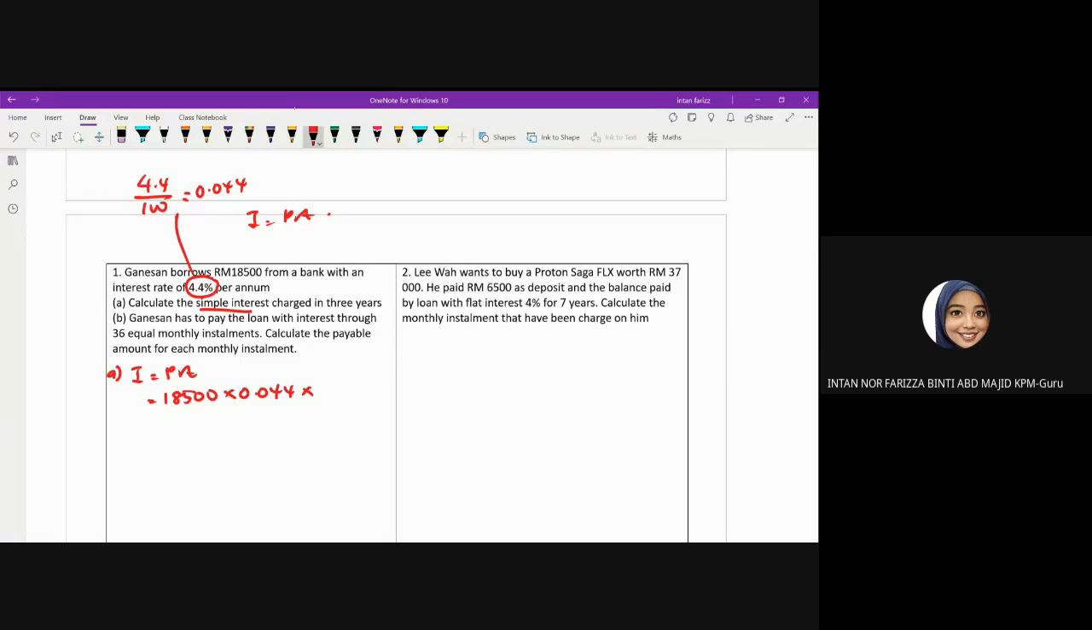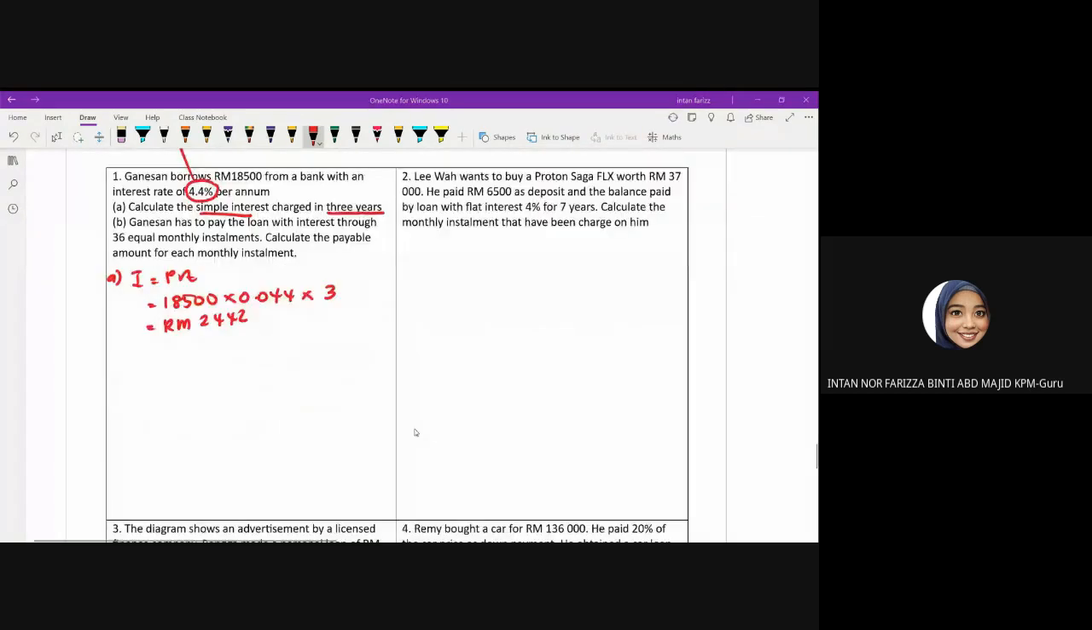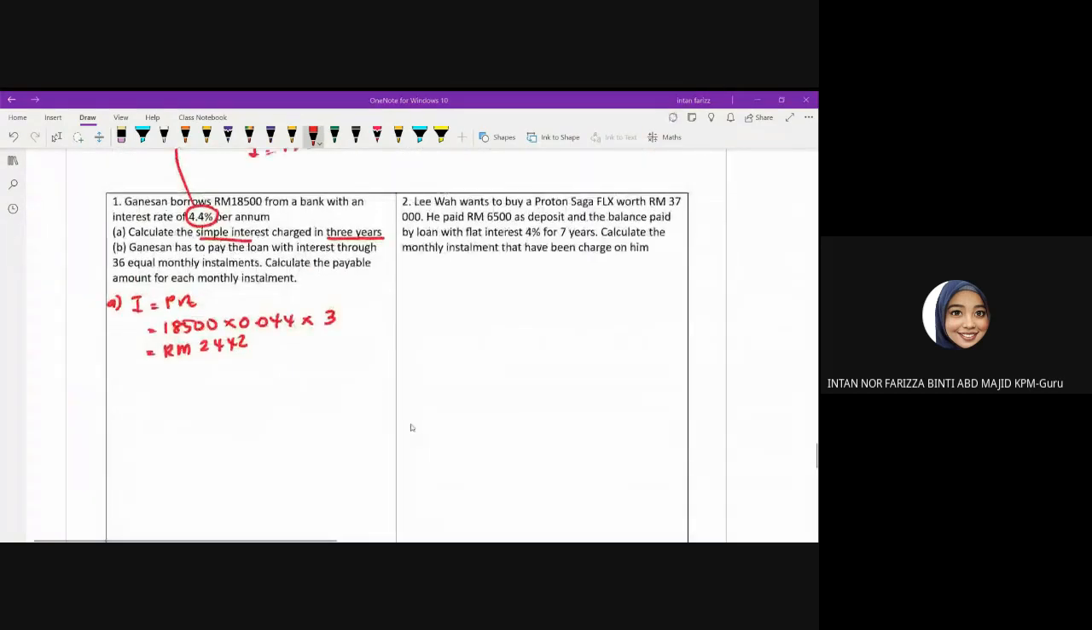So how many years? It's written here in words: 3. So the interest is RM2442. Next, for B: Ganesan has to pay the loan with interest through 36 equal monthly installments. Calculate the payable amount for each monthly installment.